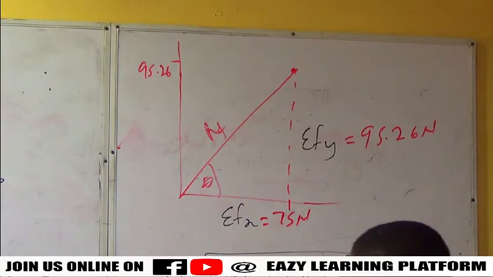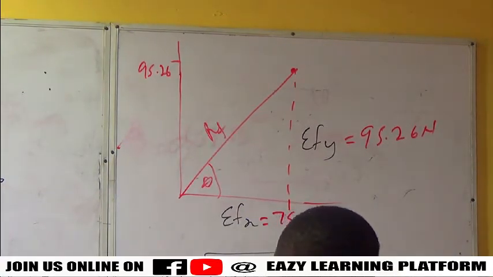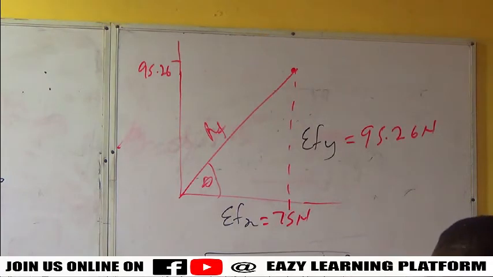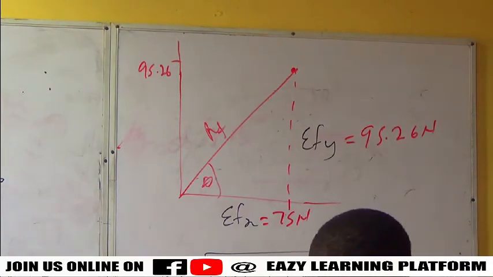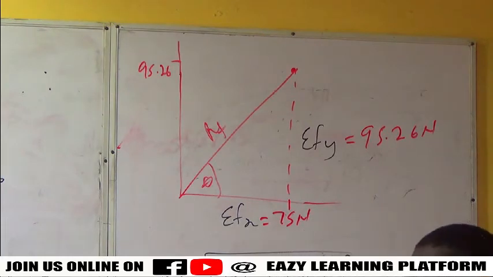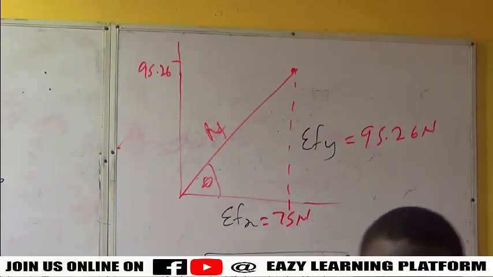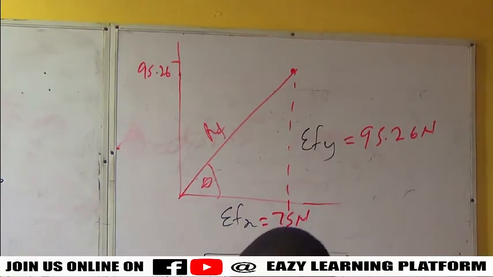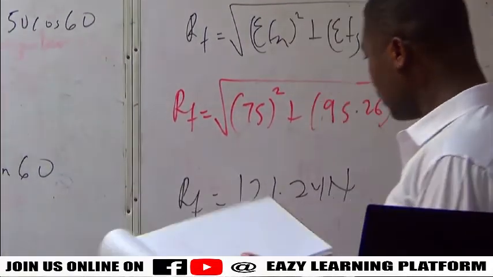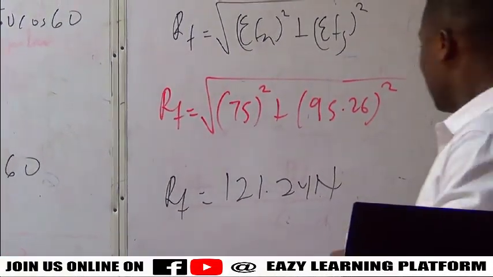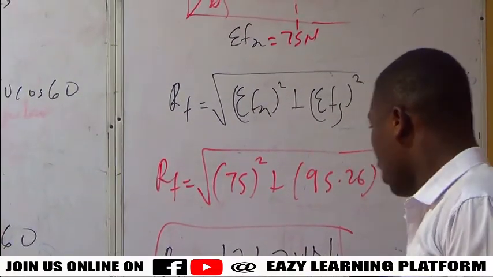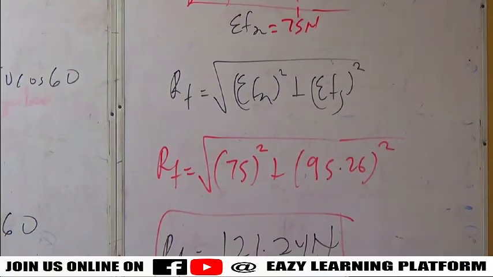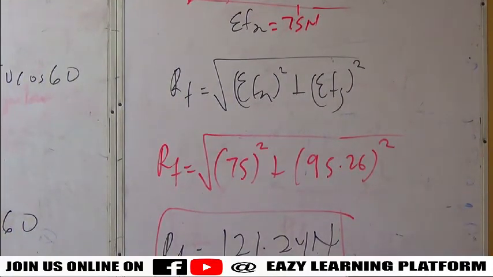So for us to find the resultant, we need to find these values, and we have found them. So we just have to what? Substitute into them. 75 squared plus 95.26 squared. What is Rf? Our Rf will be equal to 121.24 Newton. So this gives us the value of Rf, 121.24 Newton.